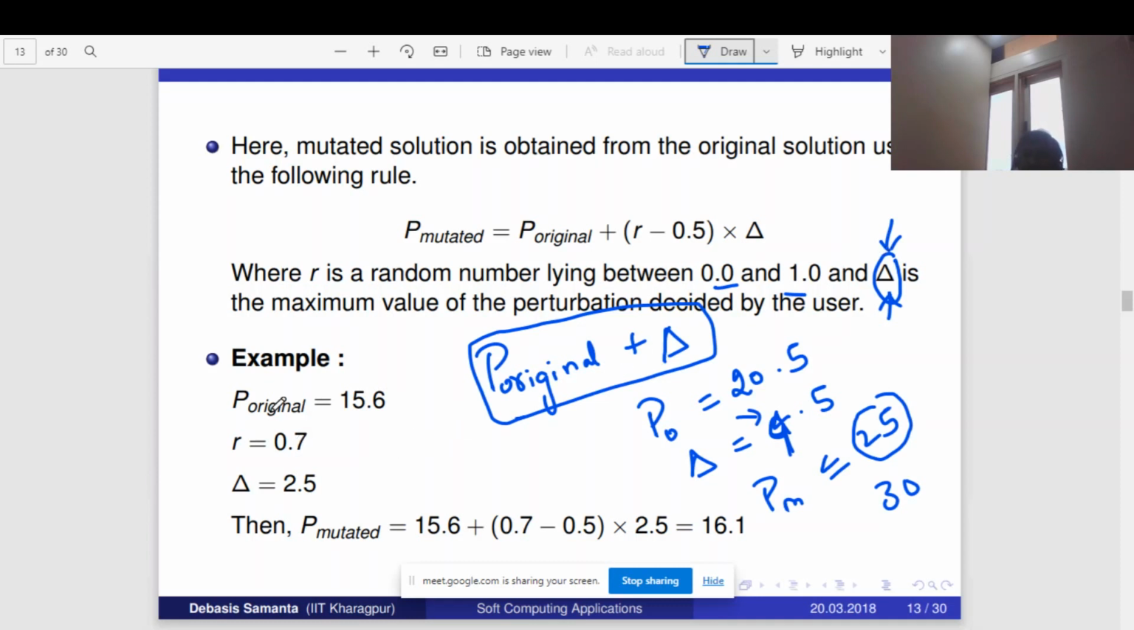Here is a straightforward example. P original is 15.6, R is 0.7, delta is 2.5. What is the maximum value R can take? Is it random? No, I am asking the maximum value. R is a random number between 0.0 and what?